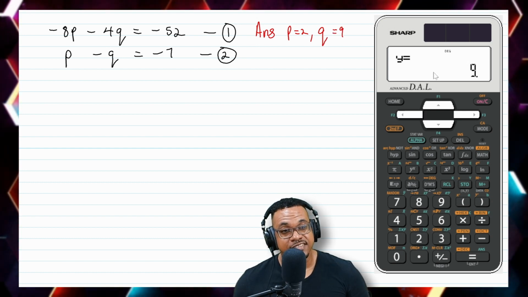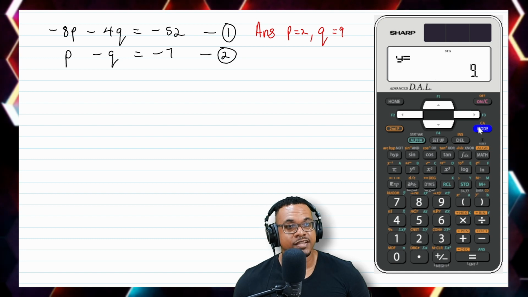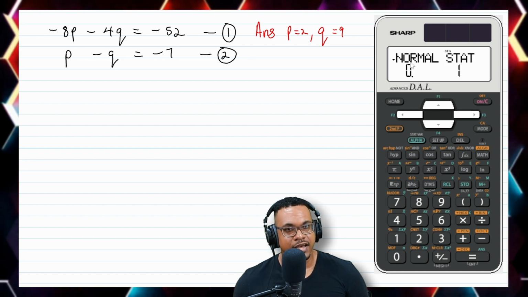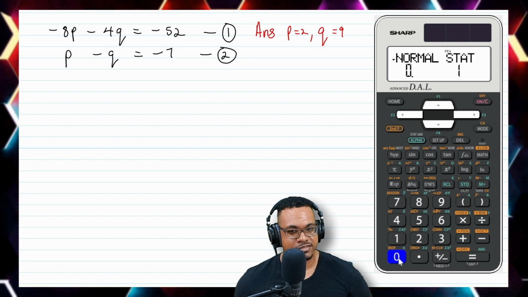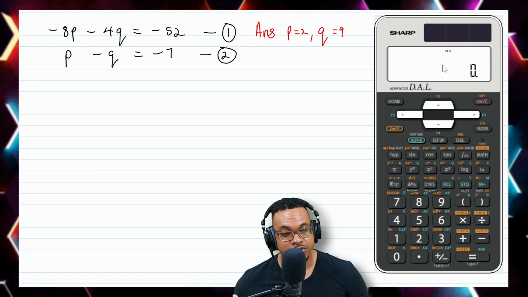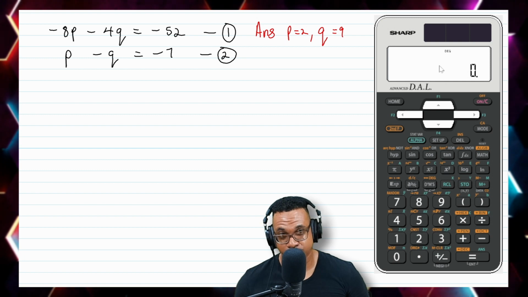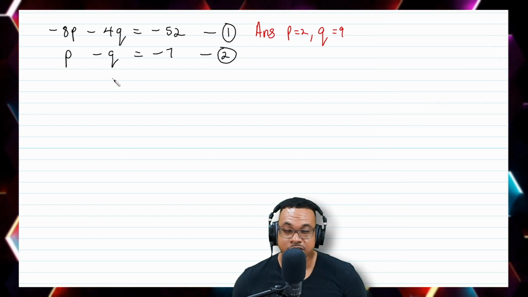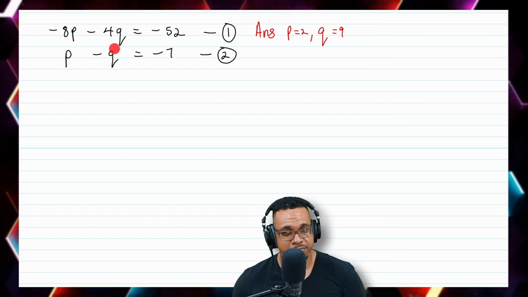Now, in order to get your calculator to go back into normal mode, you'll have to press mode, and you see normal here is 0, so press 0, and the calculator goes back into normal mode. So you come out of the mode to solve simultaneous equations. You're back to normal. So now I'll work this without the calculator using the substitution method.